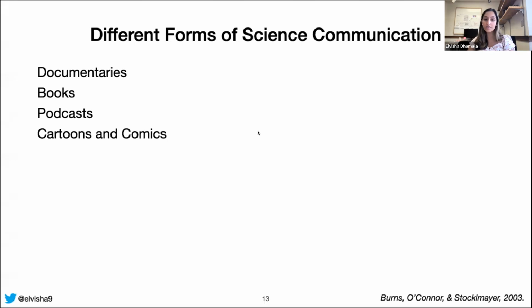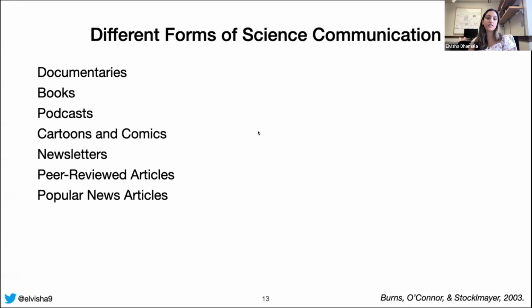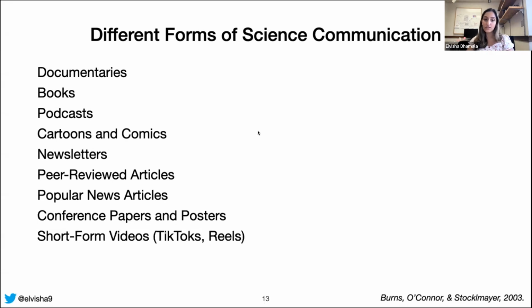So cartoons and comics are a great way to communicate science if you want to show a given scientific process. Sometimes we don't necessarily want to read a page description about something, but we'll look at a cartoon or a comic about it. We have newsletters or newspapers, like people have said, peer-reviewed articles and manuscripts, popular news articles, conference papers and posters, short form videos. So this is getting really common now with TikToks and Reels, where people are using that to talk about different ideas in science.